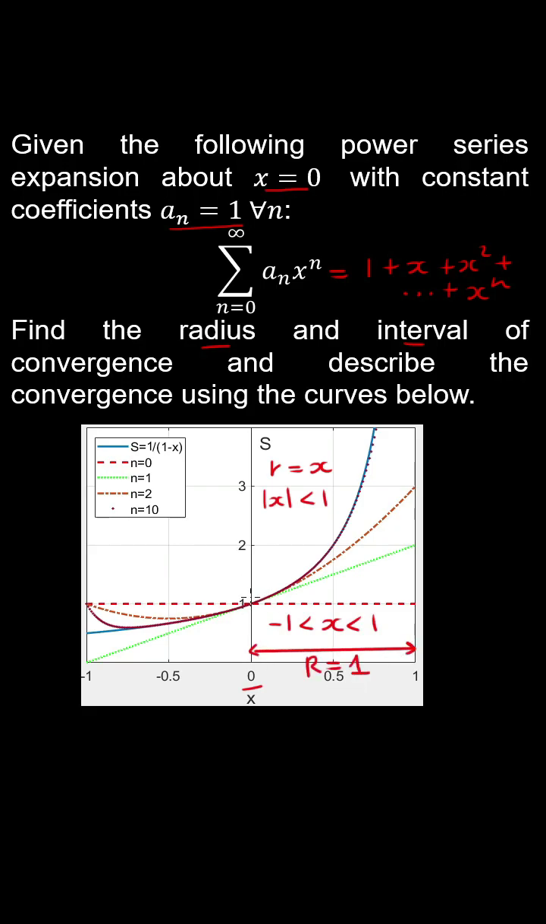And now according to these curves, when we use one term, we get a horizontal line. And as we increase the number of terms that we use in the series, we get a better and better approximation to this sum. For n equals 1 we get a linear approximation. For n equals 2 we get a parabolic approximation. So you can see that the series is going to converge to the exact sum.